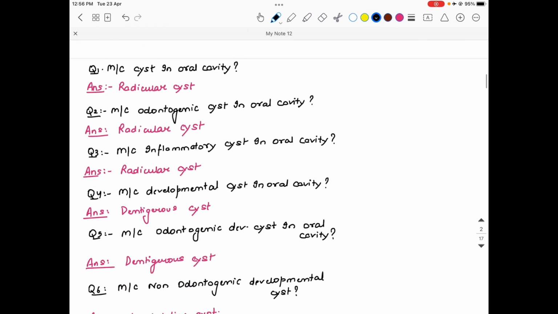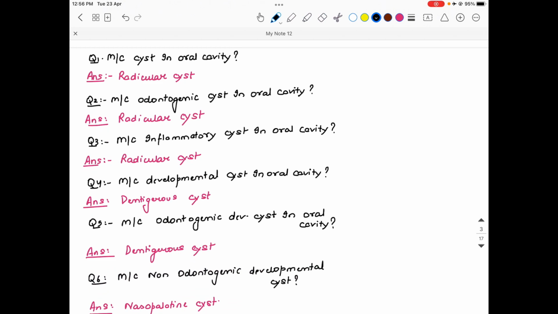Now some one word questions. This is as such not asked in the university examinations. They may be asked in the viva questions or as MCQs. Okay, so first is, which is the most common cyst in the oral cavity? The answer to this is the radicular cyst. Okay, we are going to take each one of these in detail from the next video itself, whichever video I'm going to upload next.